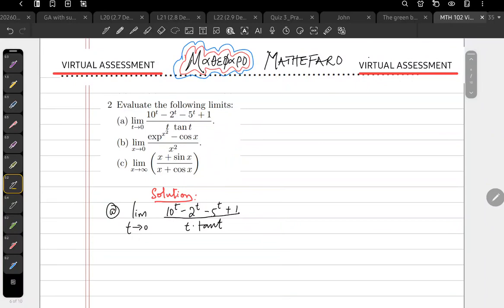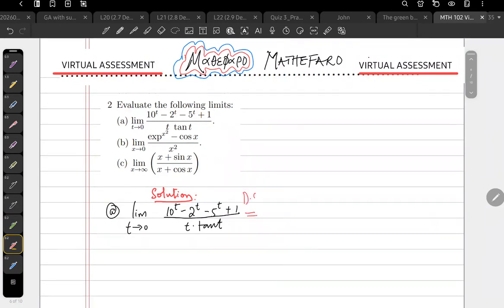The first question here, we are told to evaluate the limit of 10 to the power of t minus 2 to the power of t minus 5 to the power of t plus 1 over t tan t as t approaches 0. And as usual, the first thing to try is to see whether a direct substitution will work. That is, we need to plug in t equals 0.